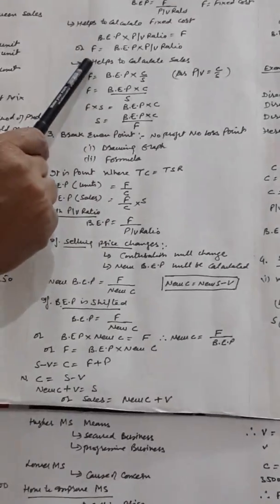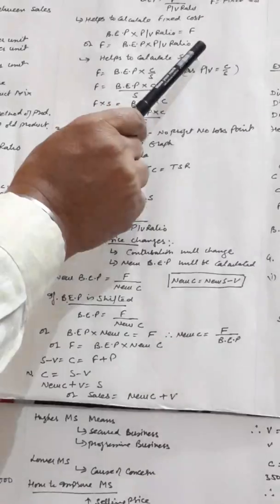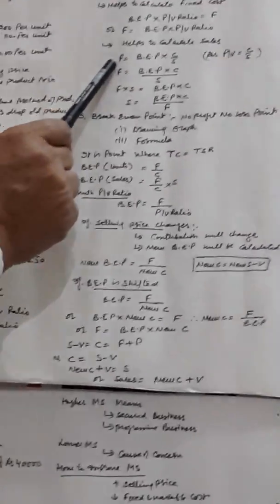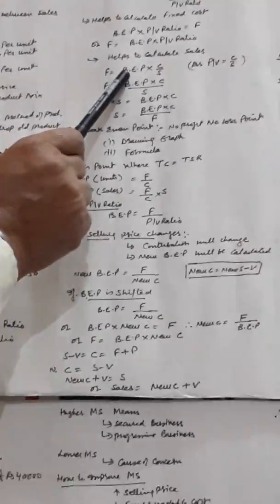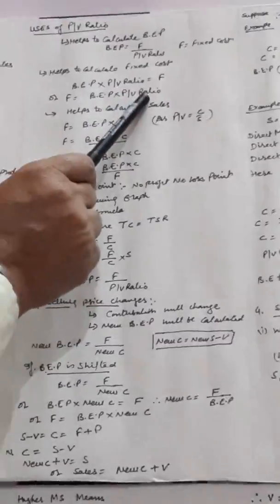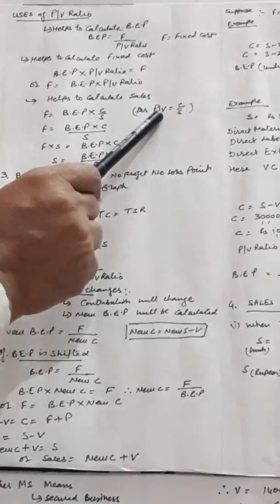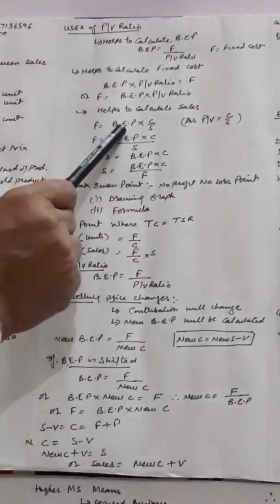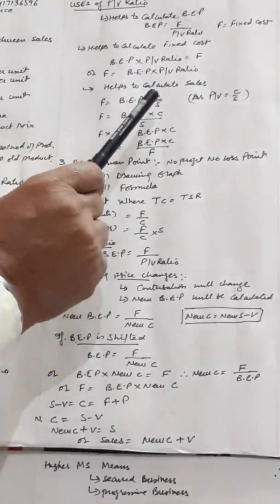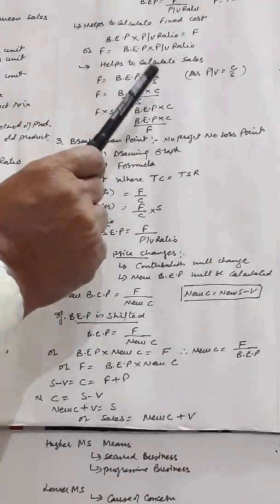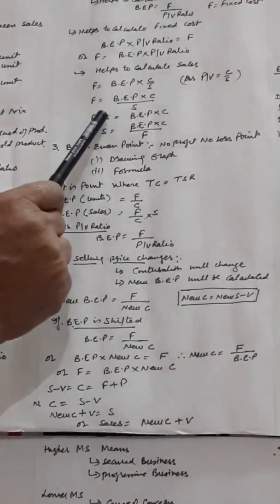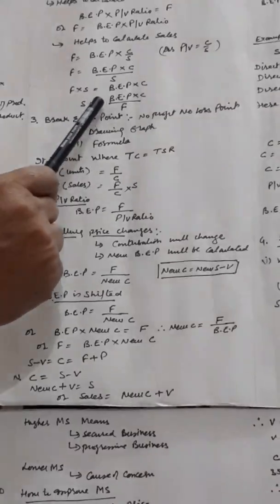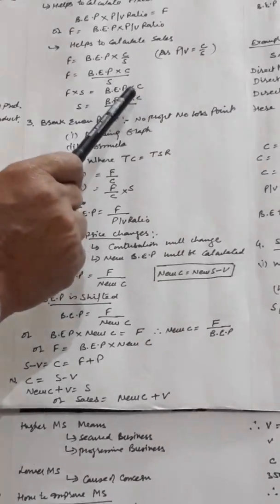Next use is it helps us to calculate sales. By rewriting this formula, F is equal to break-even point multiplied by PV ratio. By writing down the value of PV ratio, which is equal to C upon S, F will be break-even point multiplied by C upon S. By further solving, F multiplied by S is equal to break-even point multiplied by C. S is equal to break-even point multiplied by C upon F.